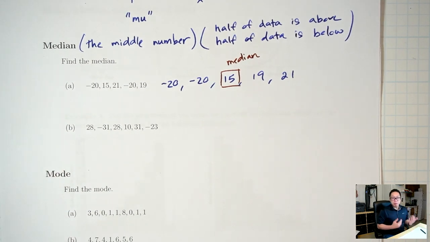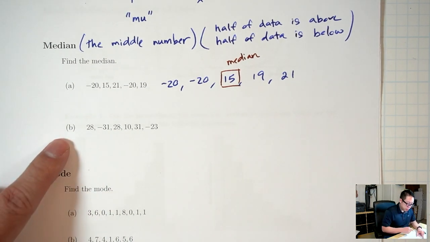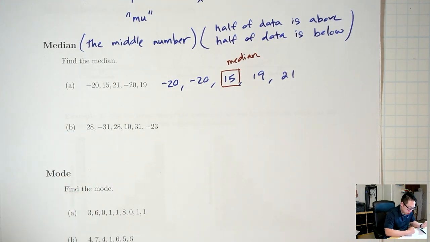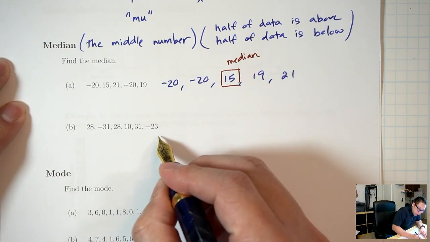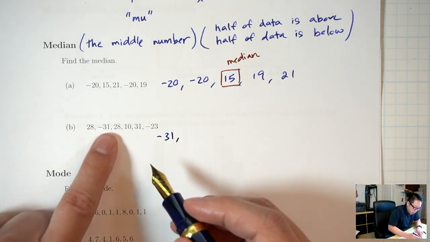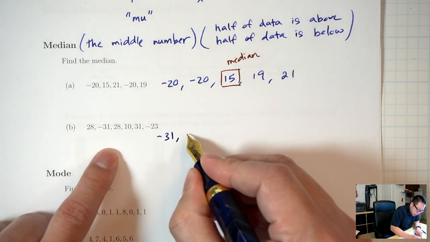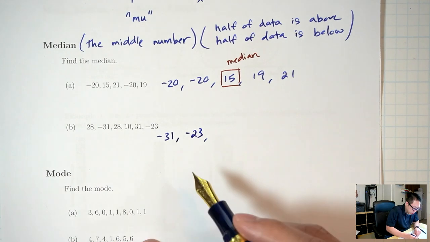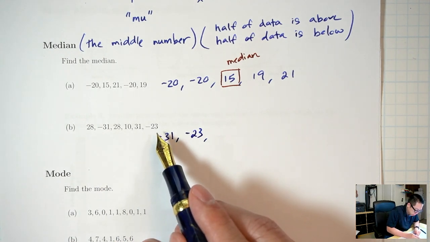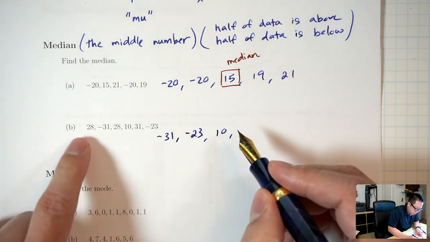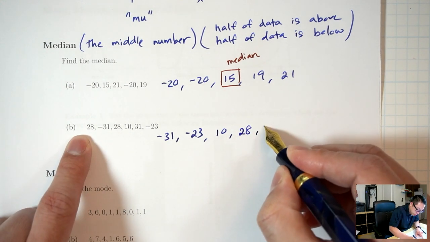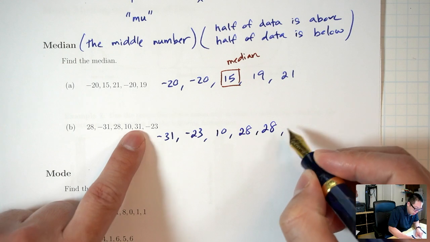Another situation that you might run into is part B. So part B, let's put this in order. So in order, what goes first? I think negative 31 goes first. So it's going to go negative 31, and then negative 23, and then what? 10, 28, 28, and then 31.